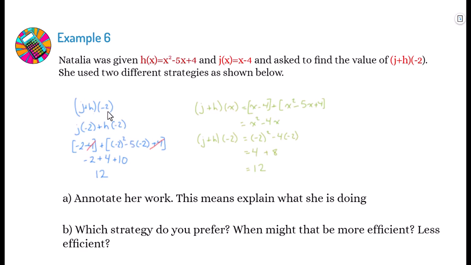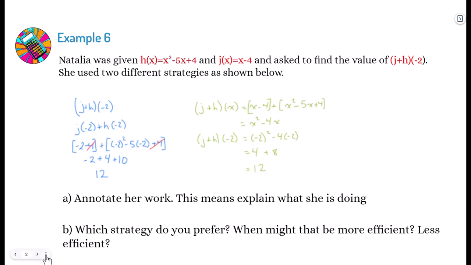So for the first one here in blue, we have j plus h of negative 2 and j of negative 2 plus h of negative 2. Notice she just converted it. She's not using equal signs. We'll straighten that out later. j of negative 2 plus h of negative 2. Notice all she's done here is substituted in the value of negative 2 wherever there was an x in j of x minus 4.